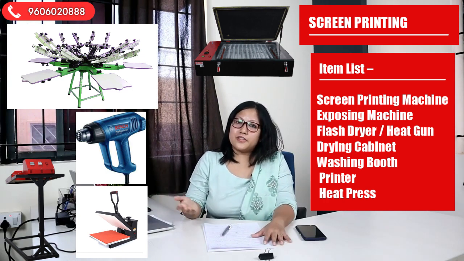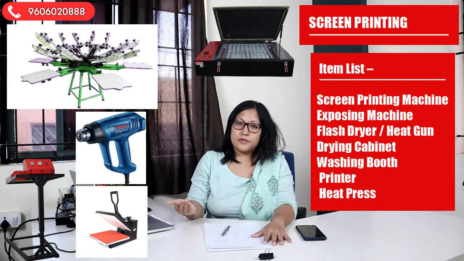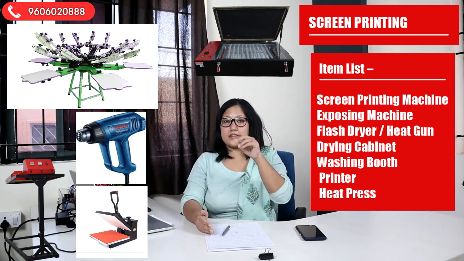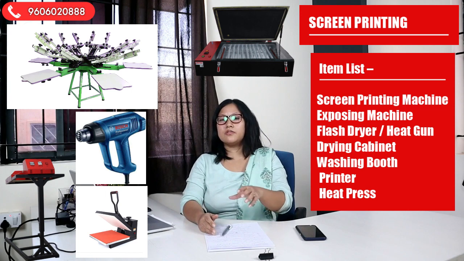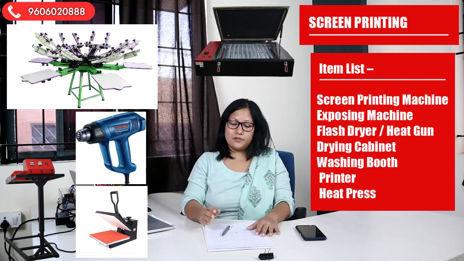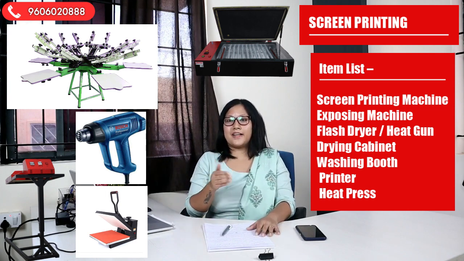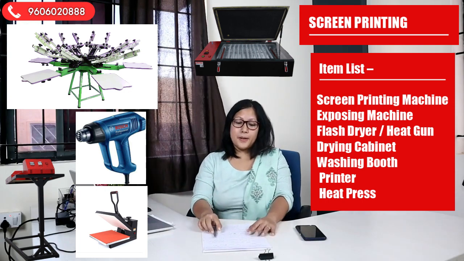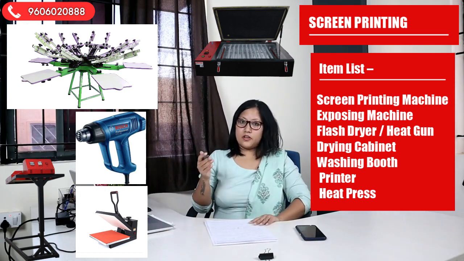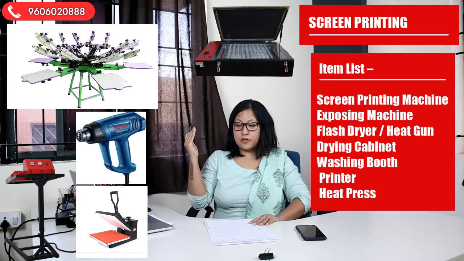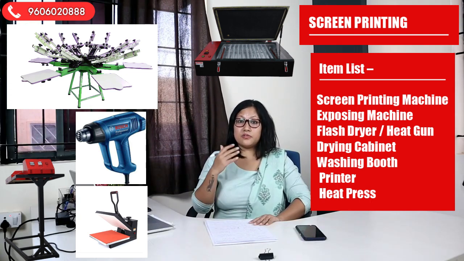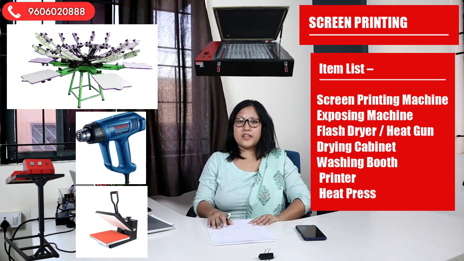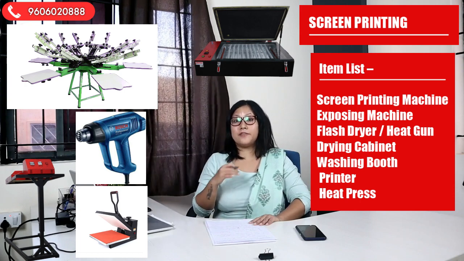Then you need to take out the printout of whatever the matter is. Then you need to coat the screen. You need to create a dark room area. So you need to coat the screen, then expose it so that your image transfers from that paper to the frame. After that you need to dry it. After drying, the frame becomes ready for printing.